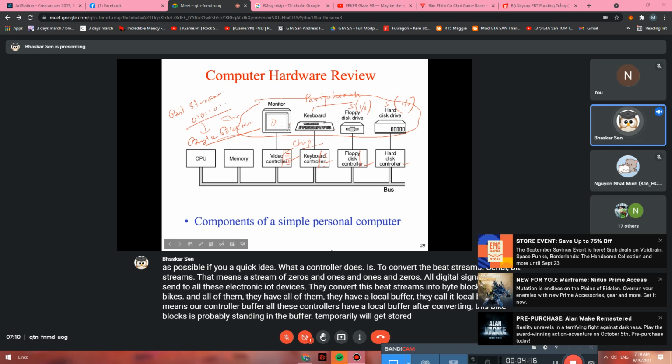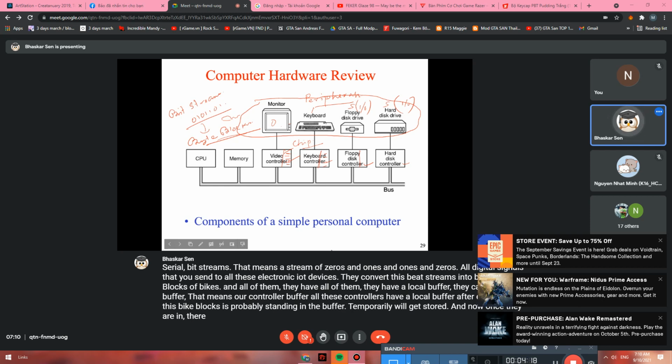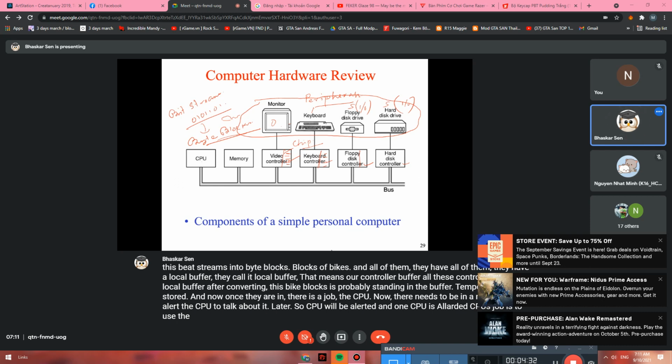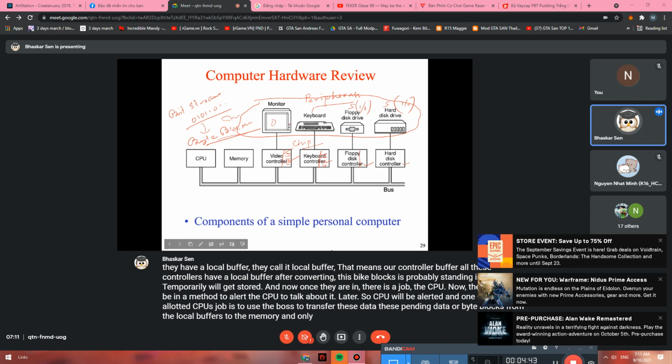Once they're in there, it's a job of the CPU. Now there needs to be a method to alert the CPU. We'll talk about it later. So the CPU will be alerted. And once the CPU is alerted, its job is to use the bus to transfer these pending data, or byte blocks, from the local buffers to the memory. And only once they are in the memory will those things be processed.